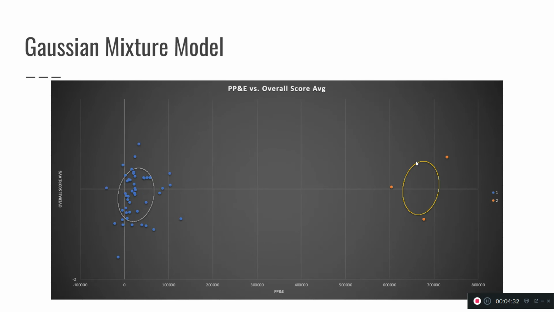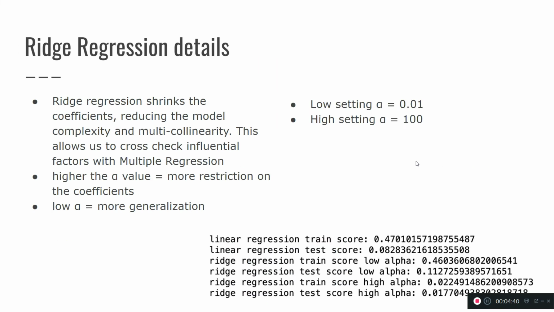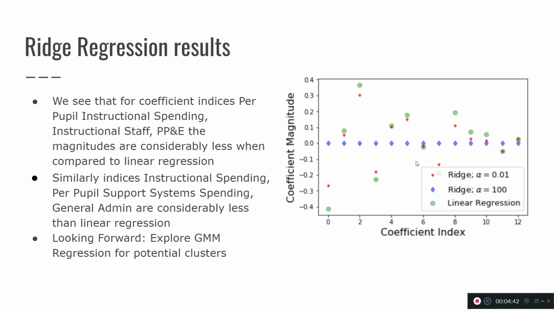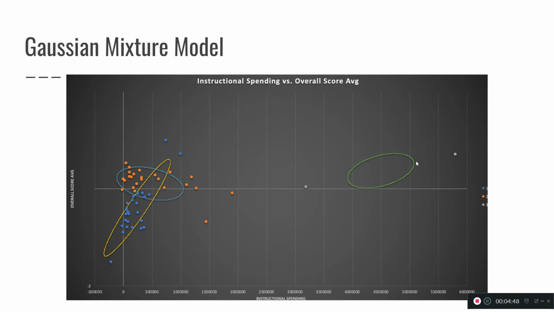And you can see PP&E and instructional spending. What we're looking at here are these four factors that we found were the most important. Those are the ones we wanted to look at more. And so we go to PP&E and we see this kind of island, and we go to instructional spending and we see some weird stuff going around over here, but also a similar island.